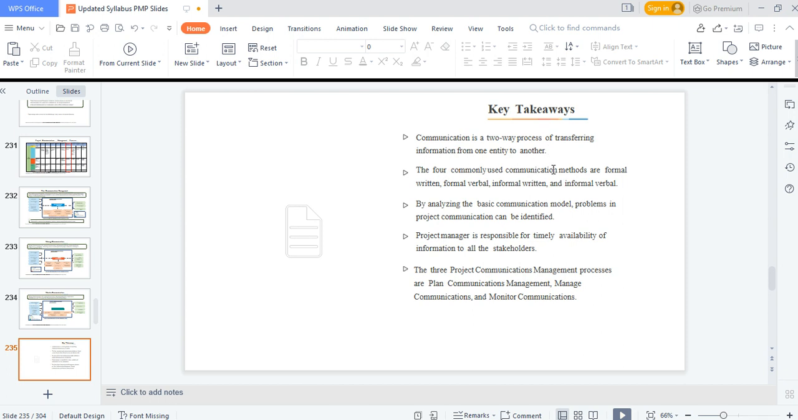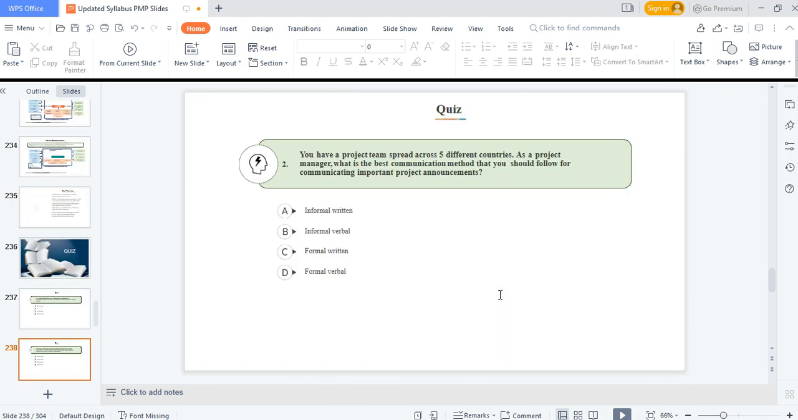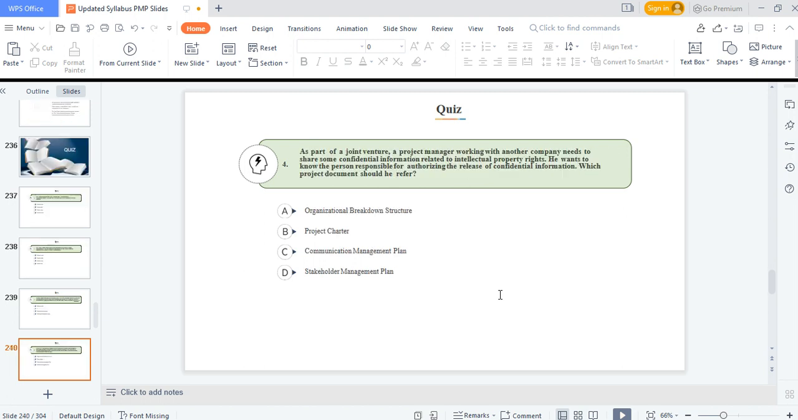The four commonly used communication methods are formal written, formal verbal, informal written, informal verbal. By analyzing the basic communication models, problems in project communication can be identified. Project manager is responsible for timely availability of information to all the stakeholders. The three project communication management processes are plan communication management, manage communication, and monitor communication. So these are some of the keys.